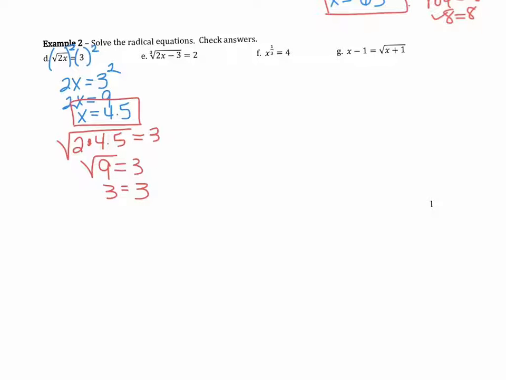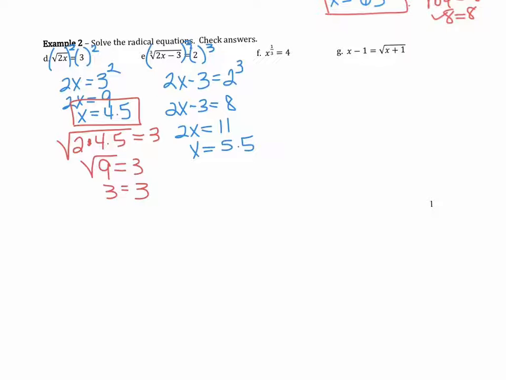In letter E, the radical expression is all by itself on one side of the equal sign. So I'm going to raise both sides to the power of 3. And you get 2x minus 3 equals 2 cubed. So 2x minus 3 equals 8. 2x, if I add 3 to both sides, I get 11. And if I divide by 2, I get 5.5.